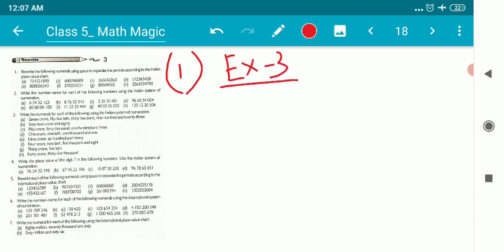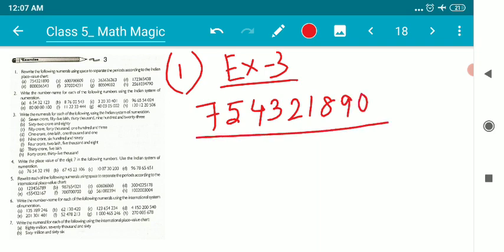Okay, children. The question is, rewrite the following numerals using space to separate the periods according to the Indian place value chart. The number is 7,54,32,1890. So this number needs to be expressed according to the Indian place value chart.